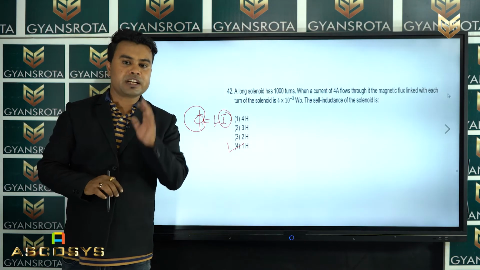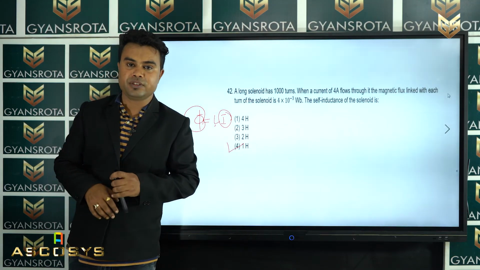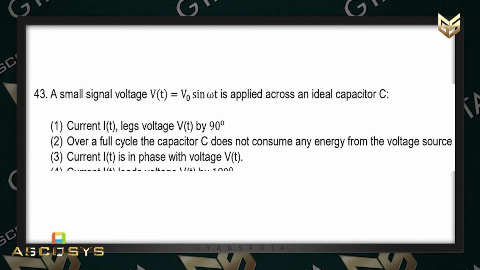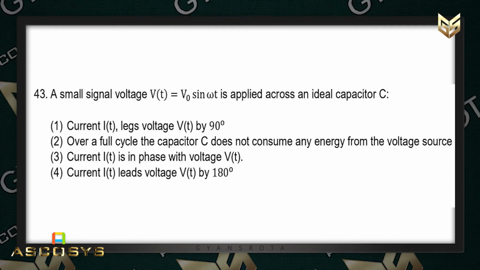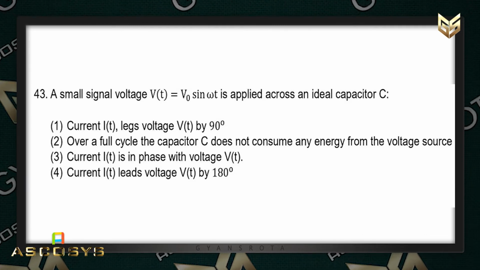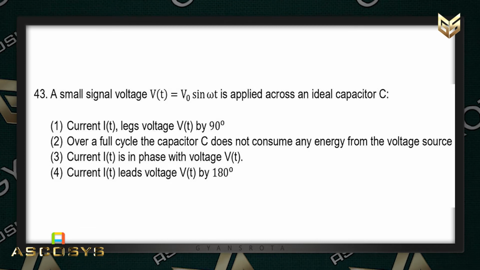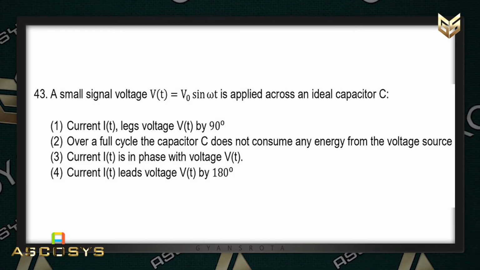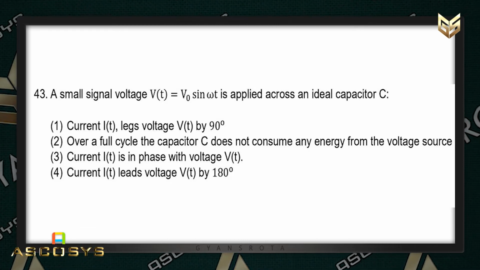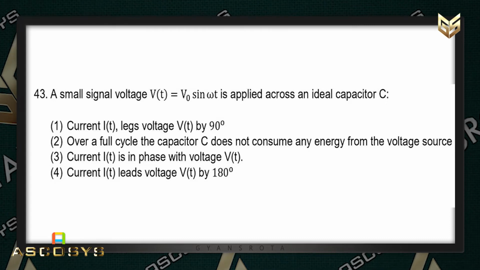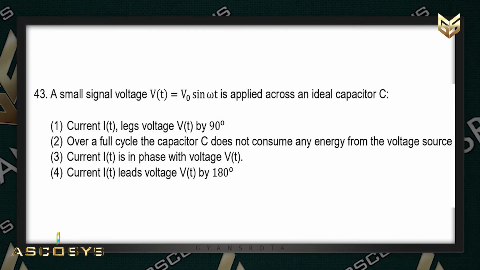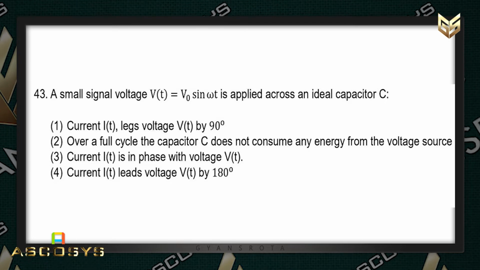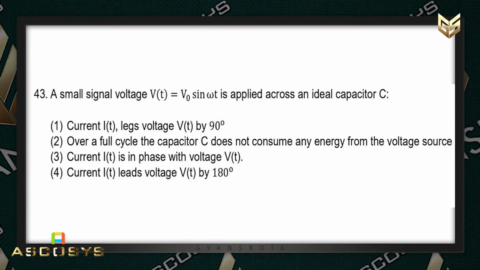Now let us move to the next question, that is question number 43. A small signal voltage V(t) equals V naught sin omega t is applied across an ideal capacitor C. Which is the correct option? Number 1, current I lags voltage V(t) by 90 degree, no. Number 2, over a complete cycle, the capacitor C does not consume any energy from the voltage source. Okay, let us see, this option can be a correct one, we will check on that.